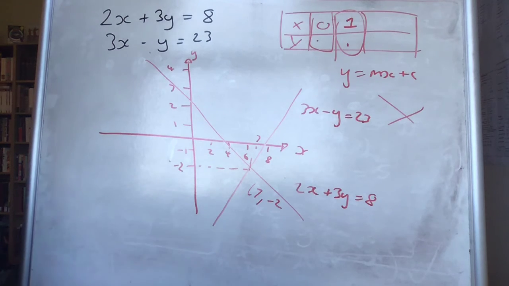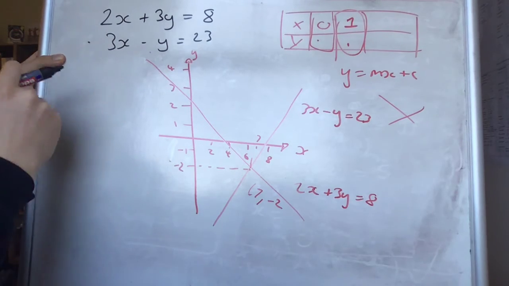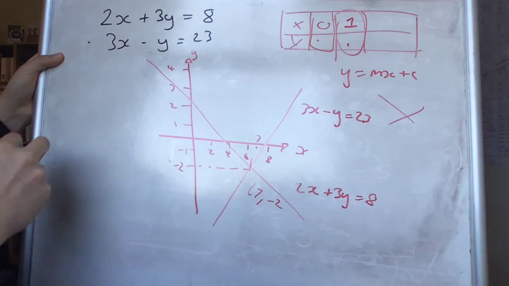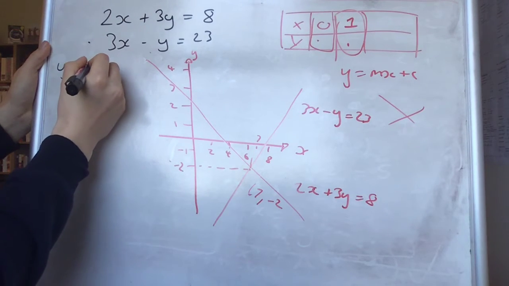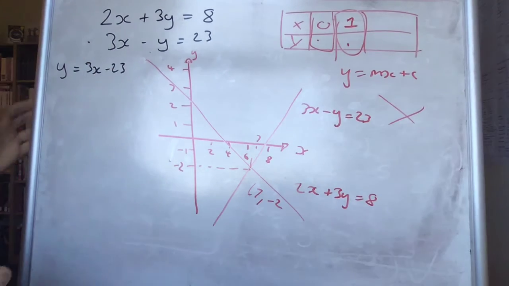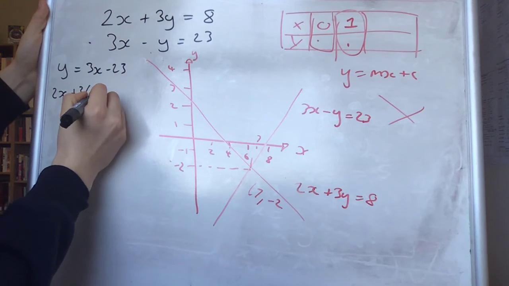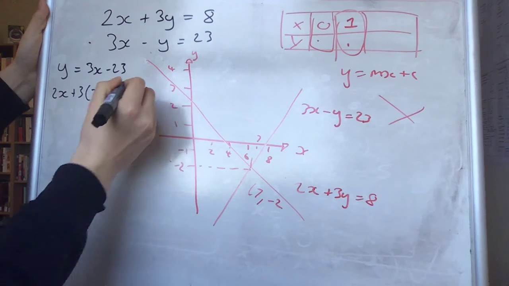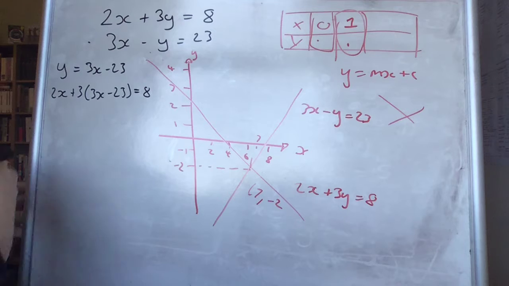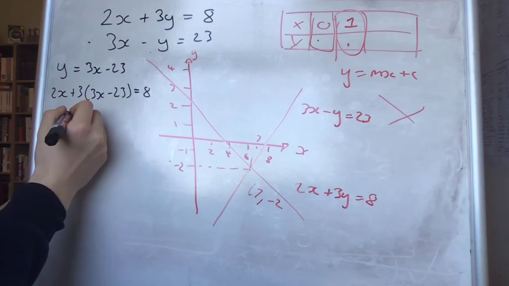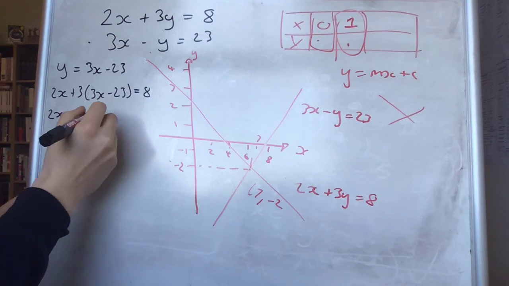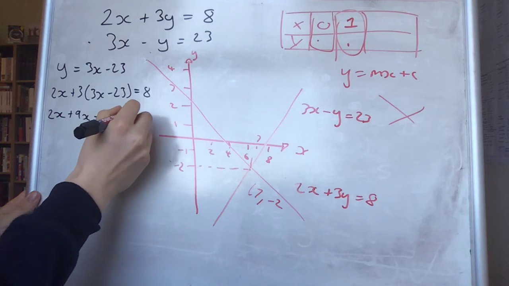And just to show you that that is correct, I will quickly solve the simultaneous equation here on the left-hand side. If we take the bottom equation and rearrange it to put y by itself, we're going to get y = 3x - 23. That's quite a simple way to get y by itself. And then we can plug that into our first equation. That would give us 2x + 3(3x - 23) = 8. And we can now expand our brackets. That's going to give us 2x + 9x - 69 = 8, since 3 times 3 is 9 and 23 times 3 is 69.